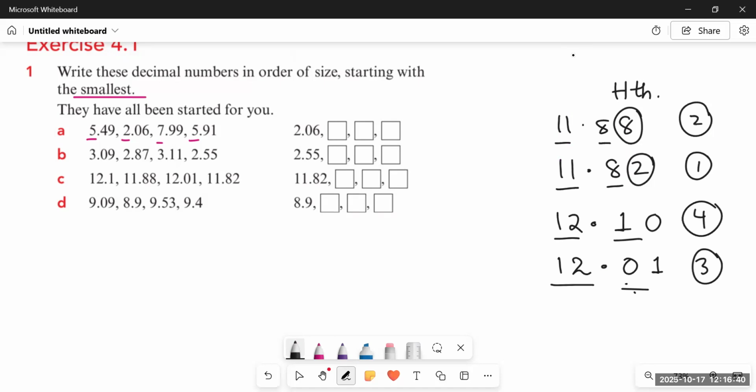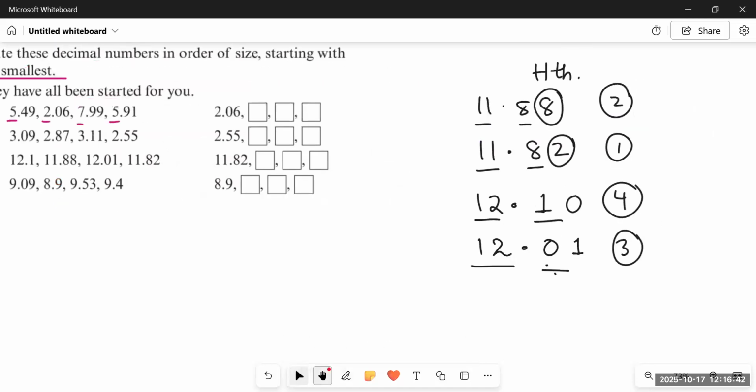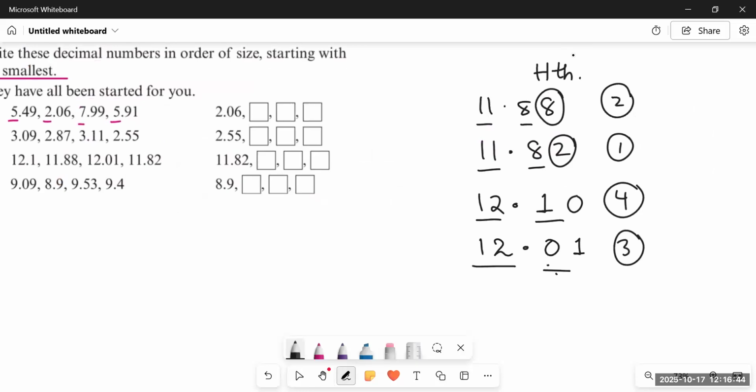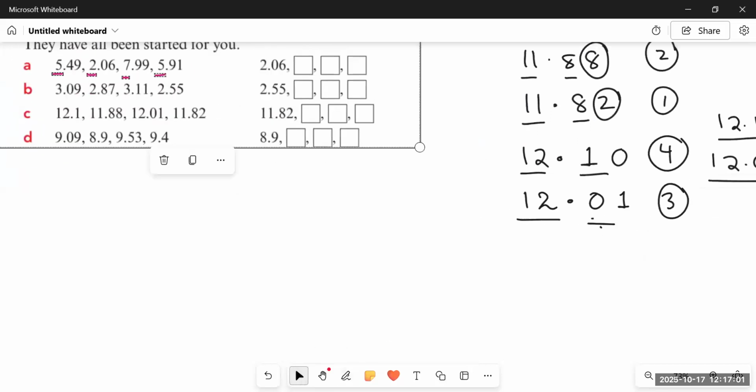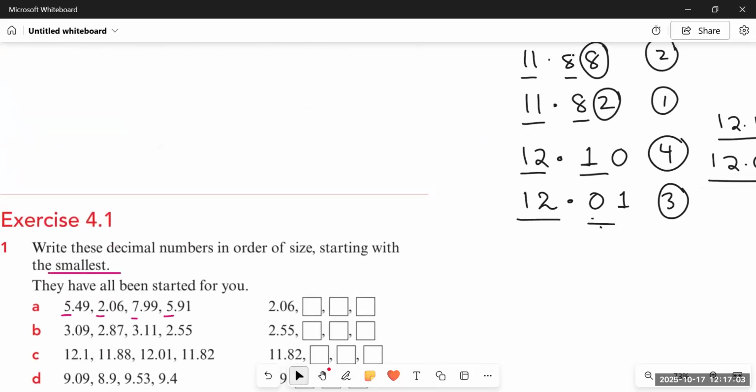Do not get confused. Many of the students get confused over here, and they write 12.1 would be smaller than 12.01, because here we have 4 digits and here we have 3 digits. It does not matter in decimals how many digits are given. What matters is, if we keep the decimal below decimal, which number comes first and which one goes later.